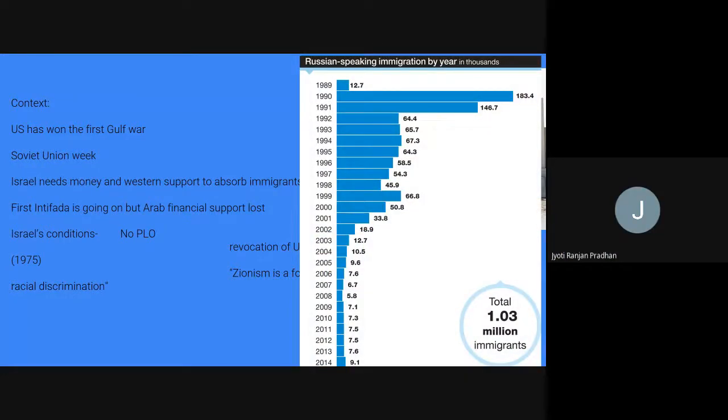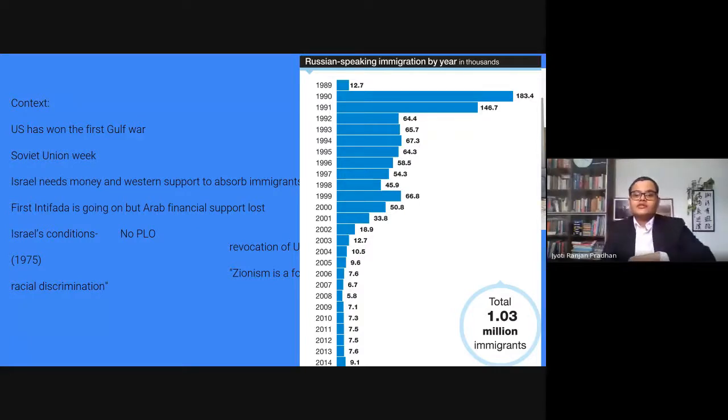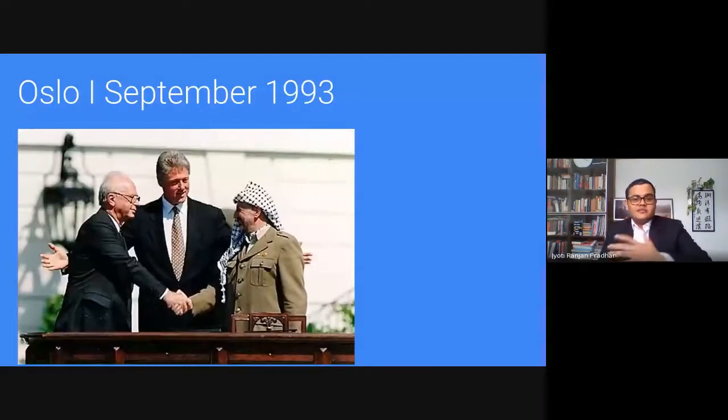So this is the statistic that shows the immigration of Russian speakers to Israel. And you see in 1990-91, the immigration is at its peak. So by 1993, the Israeli side budges. They meet up in the United States. And it's called Oslo because much of the deliberation for the last three years happened in Oslo. But this picture that you see, under Bill Clinton, this is not Oslo, this is the United States. Yet it's called Oslo One.